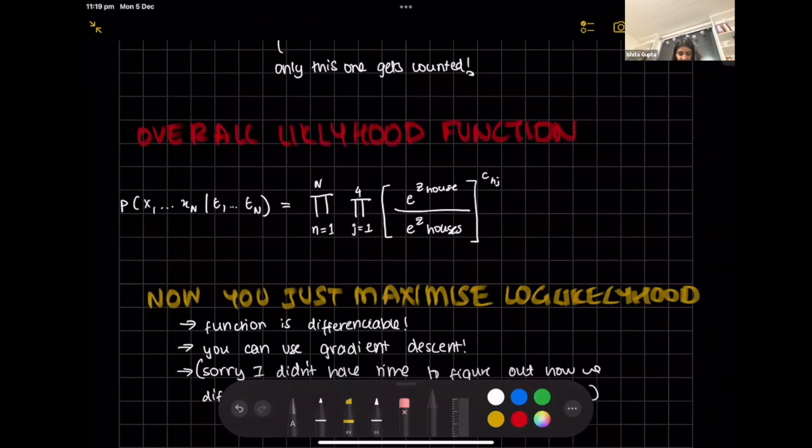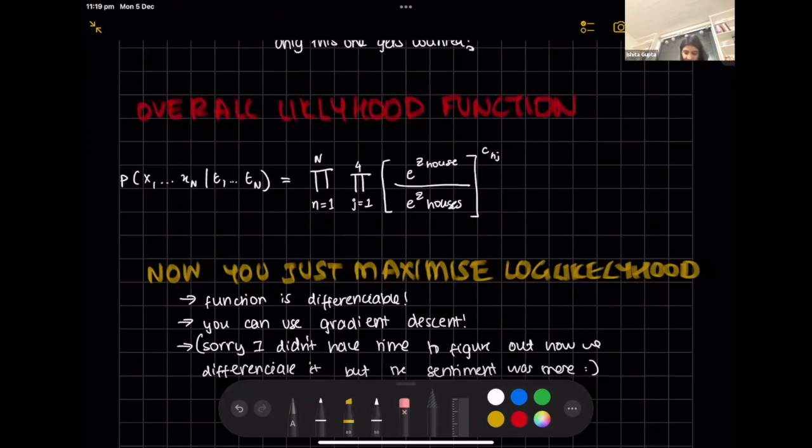Now all that's left to do is to maximize log likelihood. And this function is differentiable with respect to thetas and the weights, and you can use gradient descent to work it out. And I didn't have time to figure out how to differentiate it, but it is possible to differentiate it. And if I had more time, I would have.